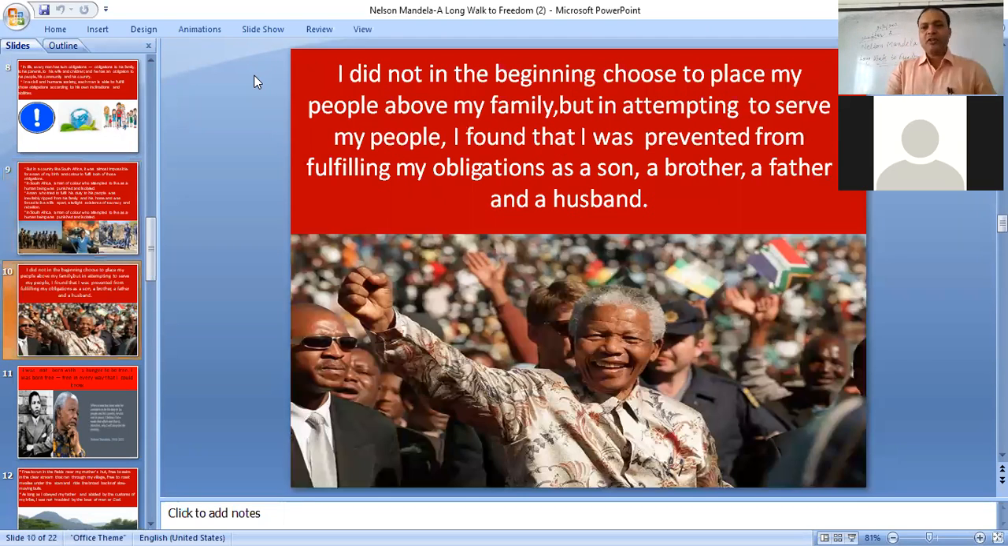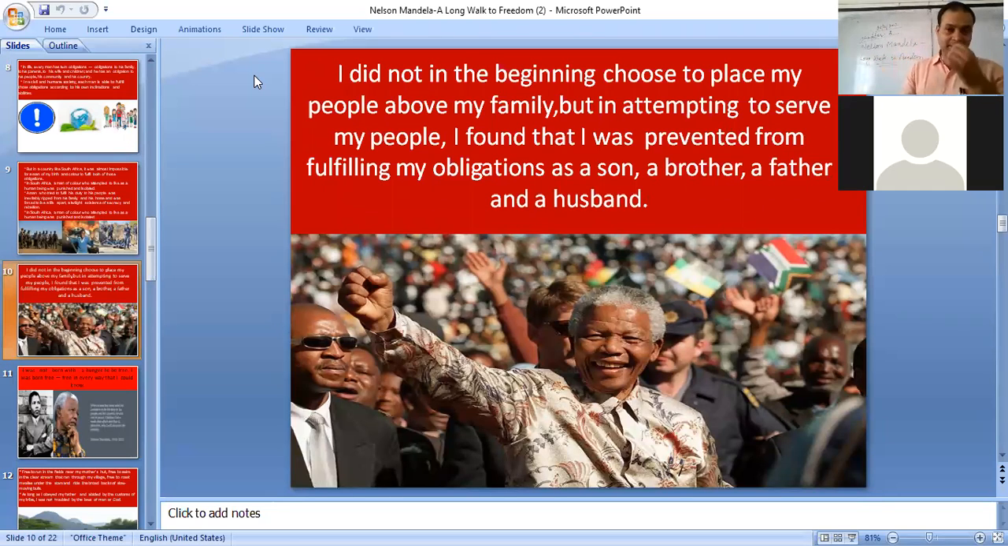This is also a line from Nelson Mandela's speech. I did not in the beginning choose to place my people above my family. But in attempting to serve my people, I found that I was prevented from fulfilling my obligations as a son, as a brother, as a father, and as a husband.